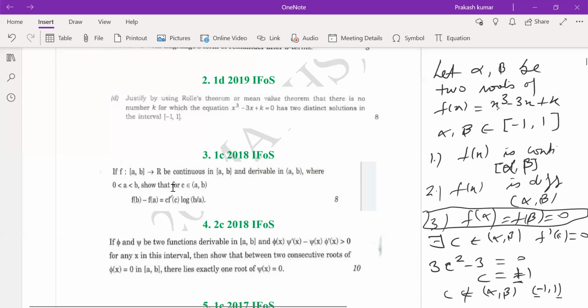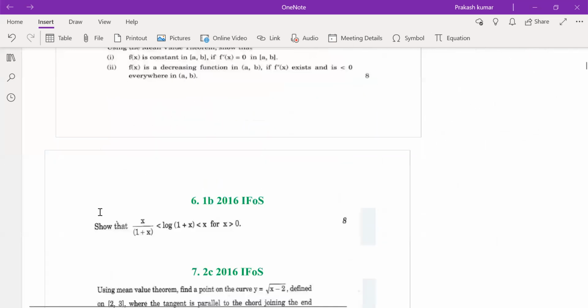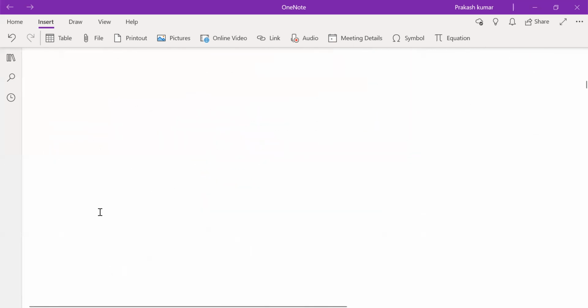Now come to the next question, question 3. Read it. Given a function f from [a, b] to the real numbers that is continuous on [a, b] and differentiable in the open interval (a, b), where a is greater than 0, because a and b are positive and non-zero, show that for some c belonging to (a, b), f(b) - f(a) = c f'(c) log(b/a). Very, very easy question. This is a direct application of Cauchy's theorem.